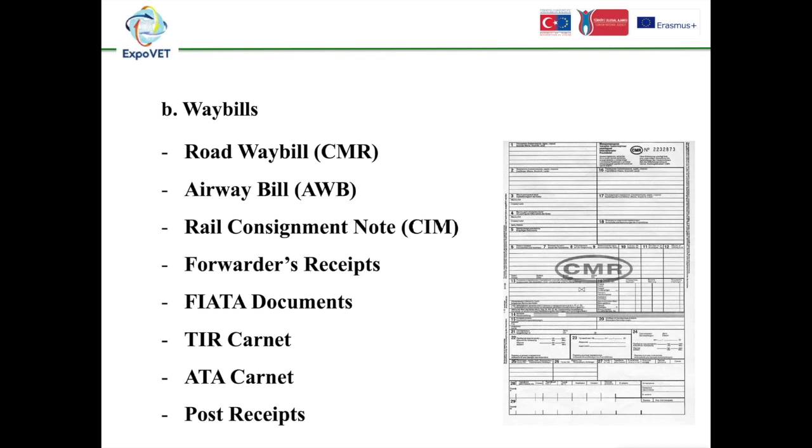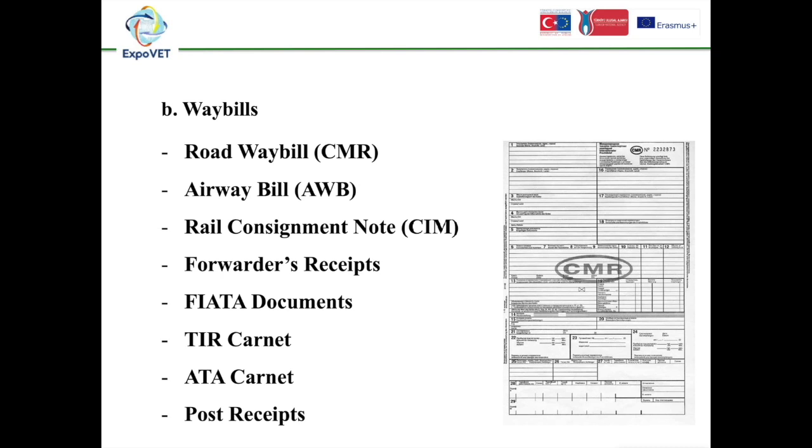Rail Consignment Note, CIM. It's a receipt issued by the Railway Administration in case the goods are transported by rail. Since it's not a negotiable document, it doesn't represent the ownership of the goods, cannot be endorsed, and only indicates that the goods have been delivered to the Railway Administration for dispatch. The goods are given to the buyer if he proves his identity in his application to the transport agent.